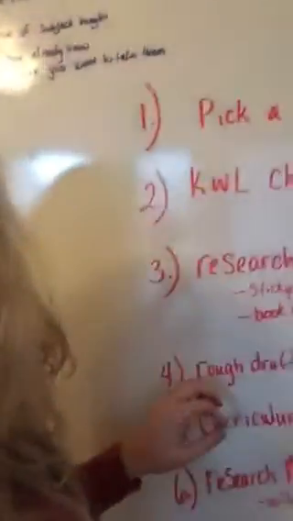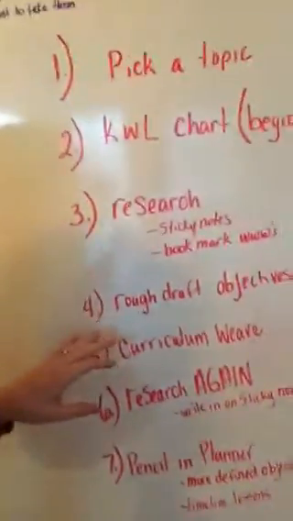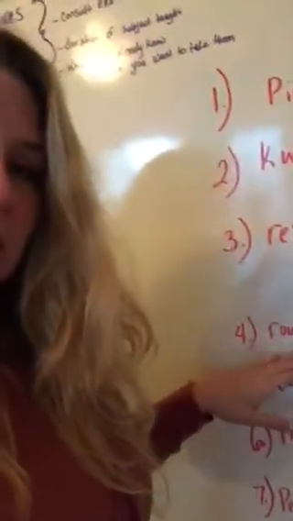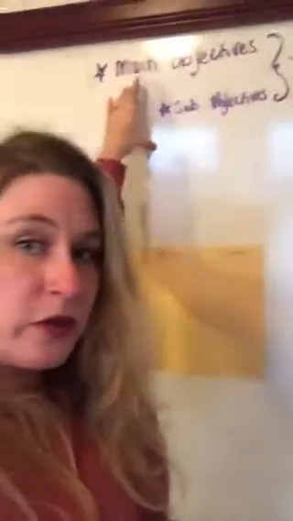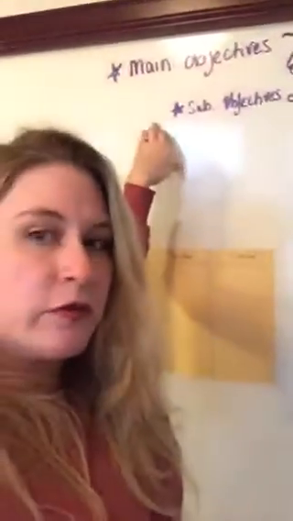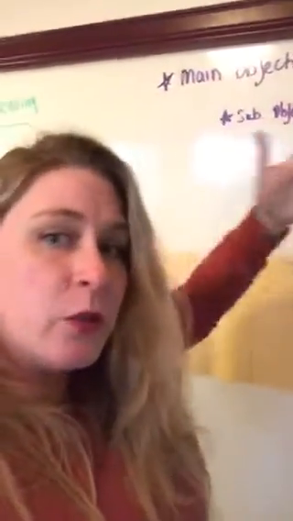The third step is, or sorry, fourth step, we're moving along really fast. So our fourth step is we're going to rough in our learning objectives, okay? So our learning objectives are kind of twofold. We're going to have our main objective, and we're going to have our sub-objective. Our main objective is like what we basically want to accomplish.